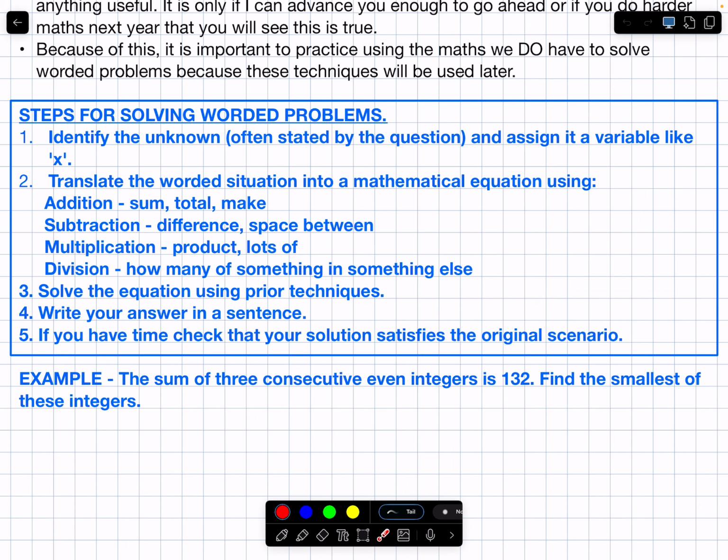What is step 2? You need to translate the worded situation into a maths equation. Why? Because your reps have just been plain maths. So some tips for how to translate the words into maths. If you see the words like sum, total, make, that probably means adding. If you see difference or space between, that usually means subtraction. Product or lots of, that probably means multiplication.